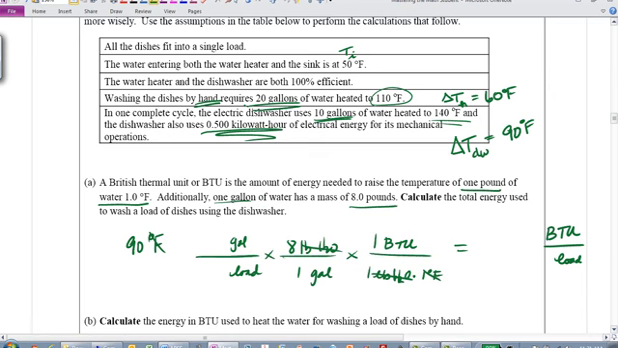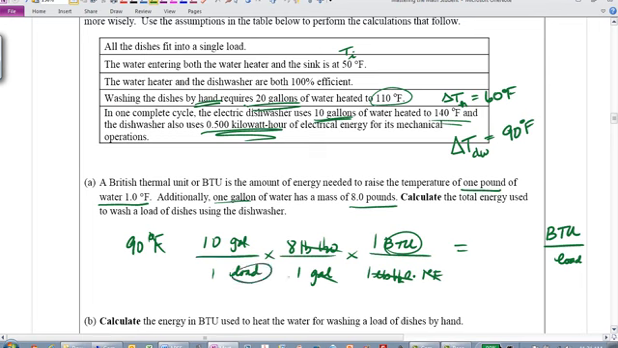So how many gallons per load did the dishwasher need? Did it need 10? Washing by hand required 20. This needed 10. So 10 gallons for each one load. And now gallons are gone, and I have only BTU per load. Now, did you see what I just did? I didn't worry about the numbers at all.